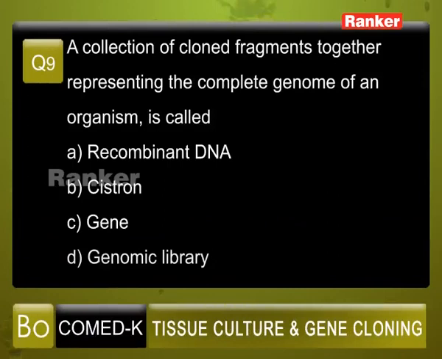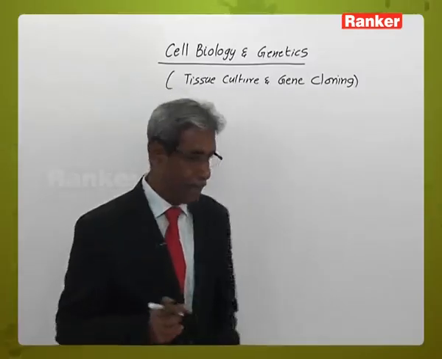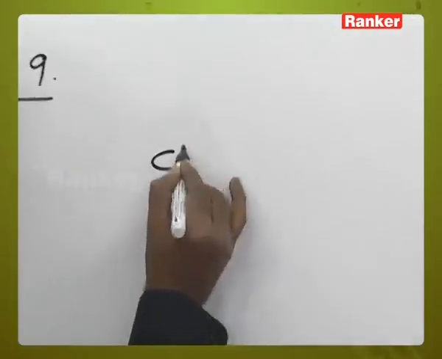Question number 9. A collection of cloned fragments together representing the complete genome of an organism is called: A, recombinant DNA, B, cistron, C, gene, D, genomic library.